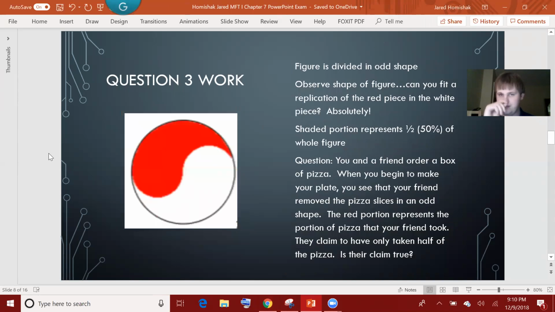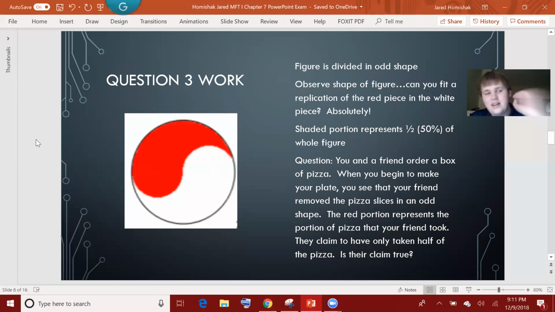And finally, here's your shape right here. Now, once again, it's easy to say, whoa, what is this shape? I've never seen anything like this before. But if you give it the eyeball test, you can actually see that you could put this red portion here, and if you flipped it around, you could replicate it here on this white portion. So as a result, the shaded part here represents 50% of your entire figure as well.